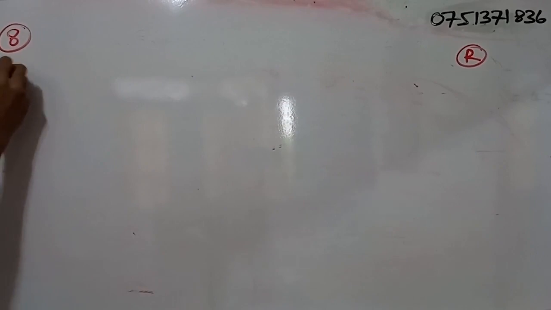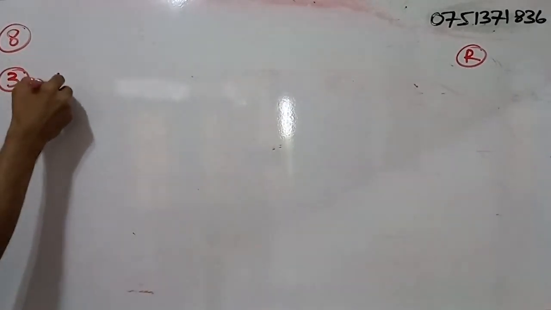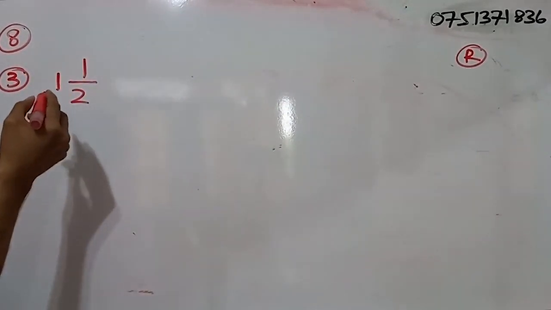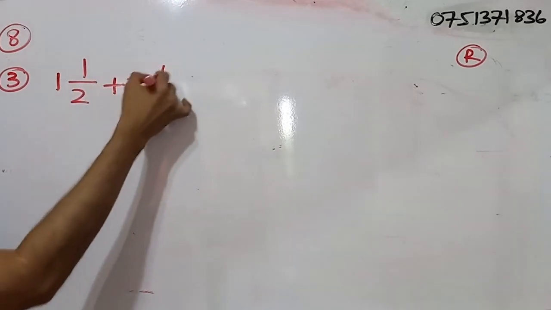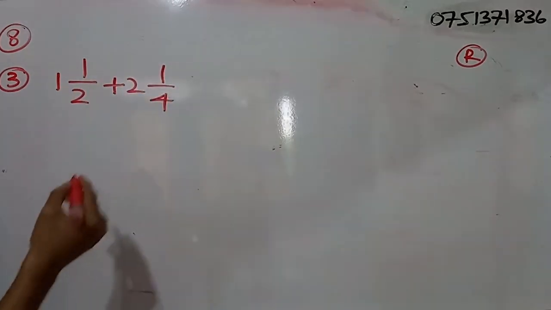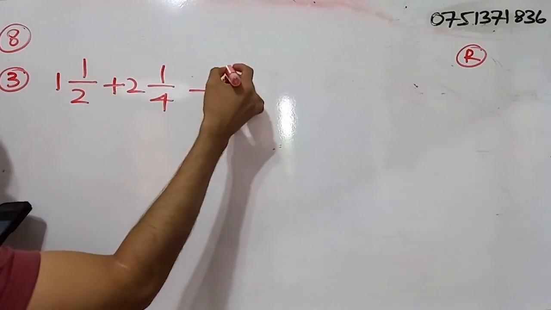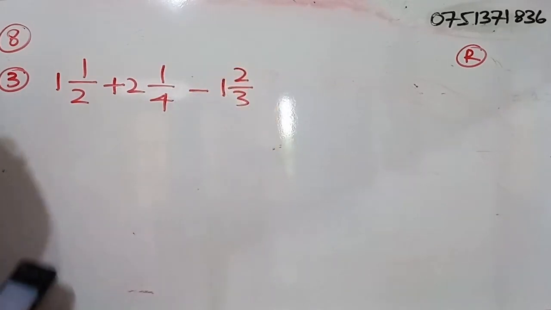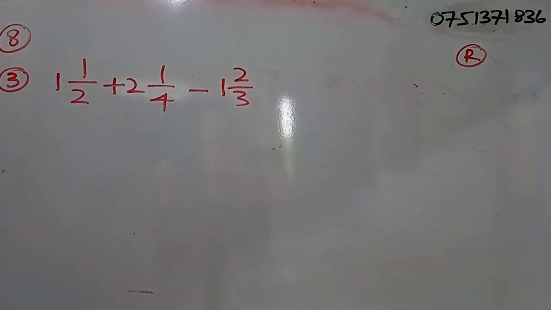So now the third part. We have 1 and 1 half. To that we have to add 2 and a quarter. Then we have to subtract 1 and 2 by 3. So here also there are several methods where we can get the answer, right? Okay, so I will start from the usual method, right?